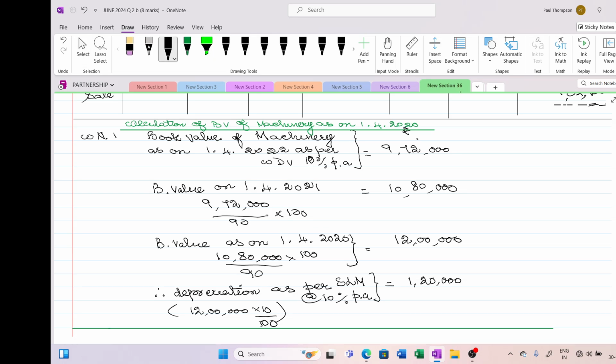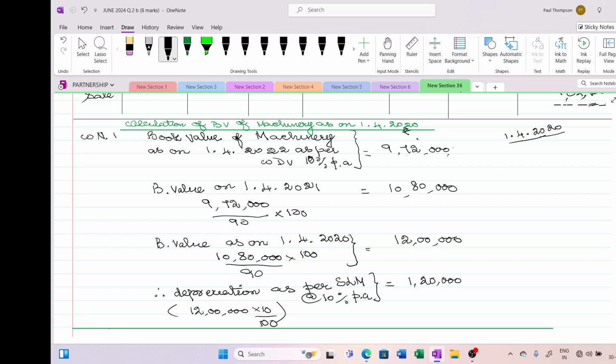9,72,000. This is after depreciating the machinery using WDV method. So they have depreciated 10% per annum. It means that this value is 90 percentage. Okay, from 1/4/20 they are depreciating. Now we have to go back and find out the book value as on 2020 so that we can change the method retrospectively. Okay, so this is on 22.